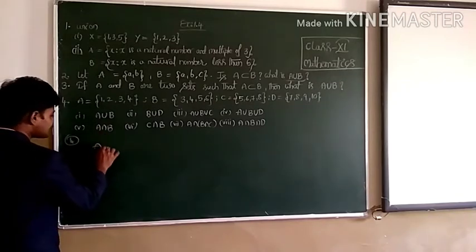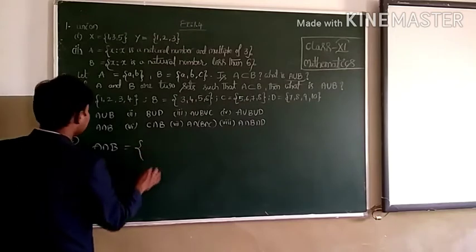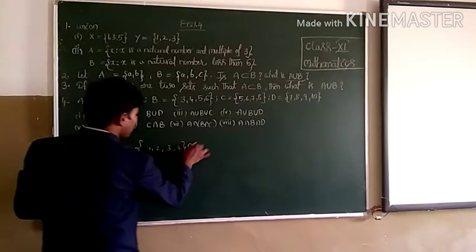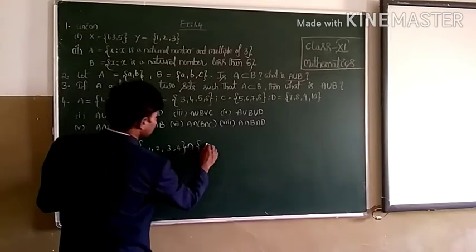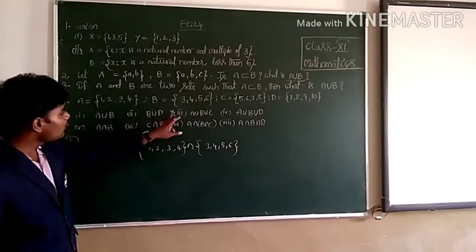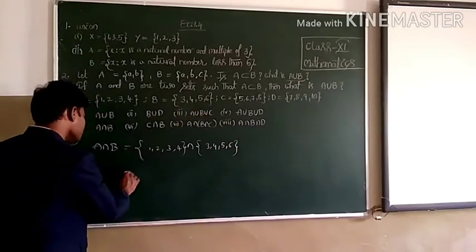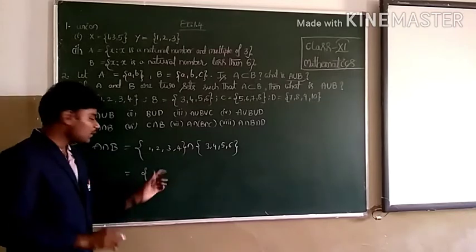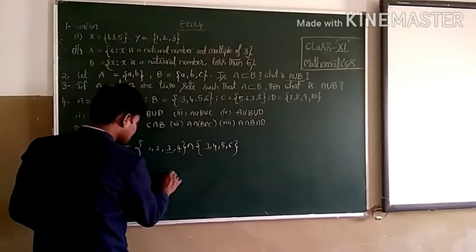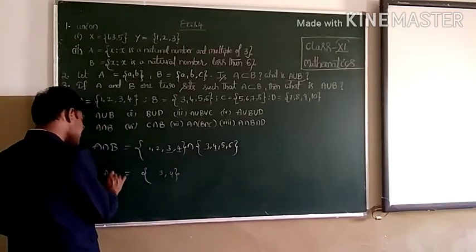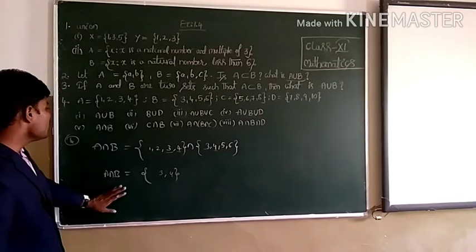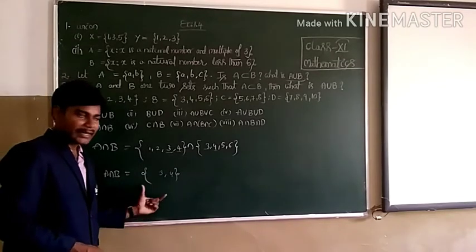So first, A intersection B. A is 1 2 3 4, intersection B is 3 4 5 6. You just have to identify the common elements in both the sets. So here 3 and 4, here also 3 and 4. So A intersection B is equal to 3 and 4 only. Okay, in this way you have to find the intersection of any two sets.